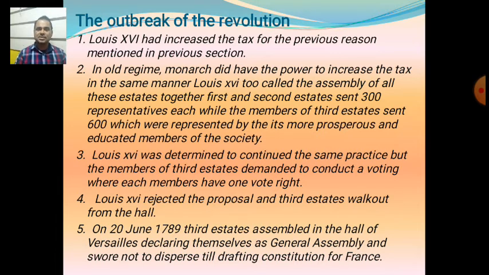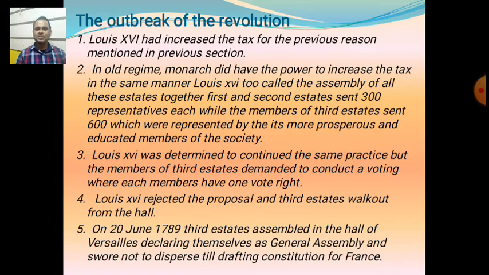For the same reason, Louis XVI also called an assembly of all the states together. The first and second states sent 300 representatives to that assembly, and the third state sent 600 representatives. And we should not forget, they were the most prosperous and educated members of the society.